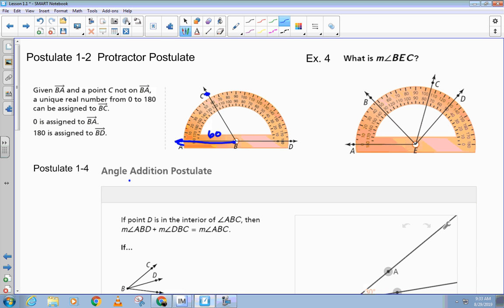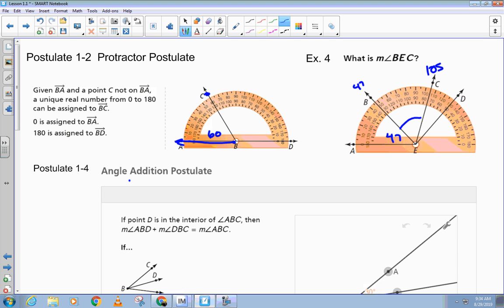So if I look at this next problem, it says, what is the measure of BEC? All right. Well, I need to figure out what this angle measure is. This looks like it's sitting at about 45, 47. Okay, so this point right here is 40. So this angle is 47. Okay. This one looks to be sitting at 0, there's 90, 105. That's sitting at 105. I am wanting that little angle right there.